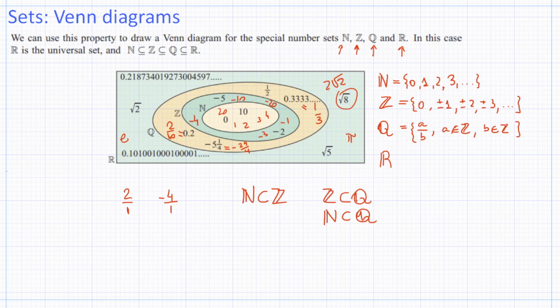Here, so 0.1001001... So this is a number. You can see that the zeros are increasing, but, well, there's no way to write that as a fraction. And there you go. So all real numbers.